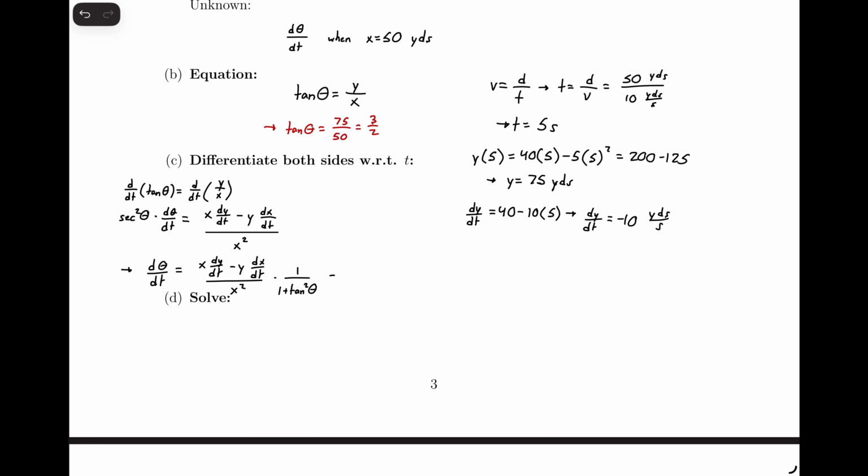So now I think we can plug some numbers in. So we have x, which is 50 yards. And I'm going to try to keep the units, keep everything consistent. It is a bit of a pain, but I do think it's beneficial. It's a good check. If you get to the end and your units don't make any sense, then it means you probably made a mistake along the way. Go back and check it out. Okay, so dy dt, negative 10 yards a second.